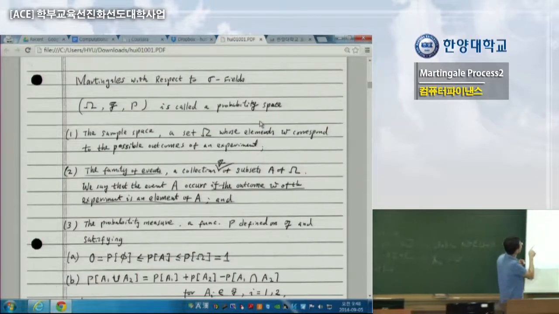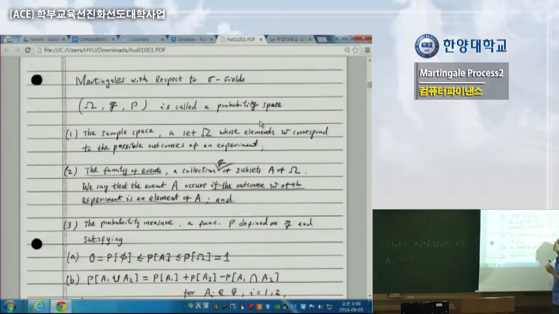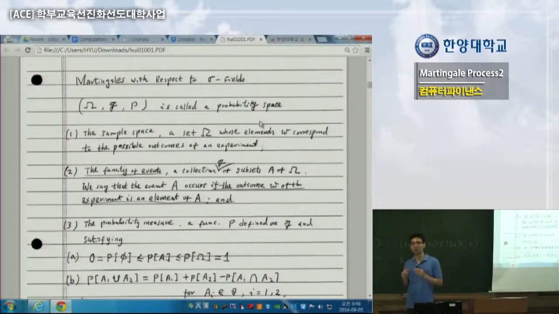Let's assume that this is omega, the Greek capital letter omega, and (Omega, F, P) is called a probability space. This is one way of defining probability. Actually, let's review our high school math again. Please refresh your memory. What is probability? What is 확률? What would be the high school answer for the definition of probability?